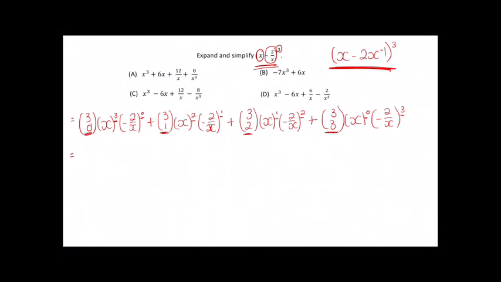So this first section, 3, choose 0 is 1. X to the power of 3 gives us x cubed. And anything to the power of 0 just gives us 1. We are then adding on 3 times by x squared times by negative 2 over x. Add on 3 times by x times by. So we've got a negative and we're squaring it, so it's going to give us a positive. 2 squared gives us 4 over x squared gives us x squared.